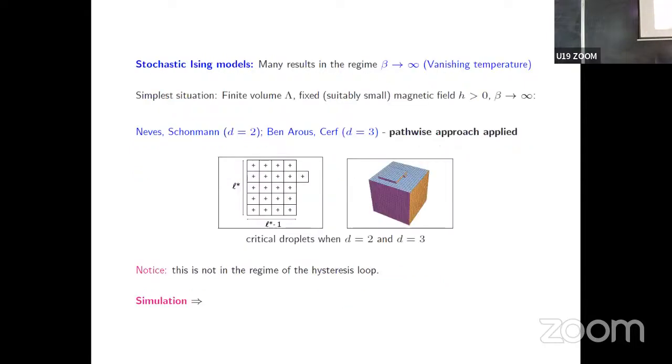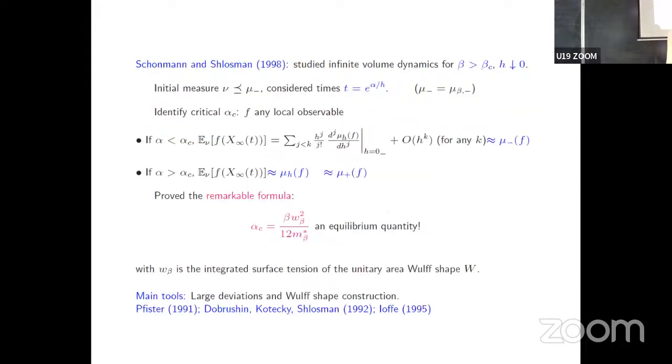So this simulation is a situation with the volume, of course, fixed, and the beta is fixed but large, and that's what we are looking at. But the hysteresis loop was not in this situation. In the hysteresis loop, the H goes to zero. H going to zero naturally forces my volume to go to infinity, and the beta is fixed.